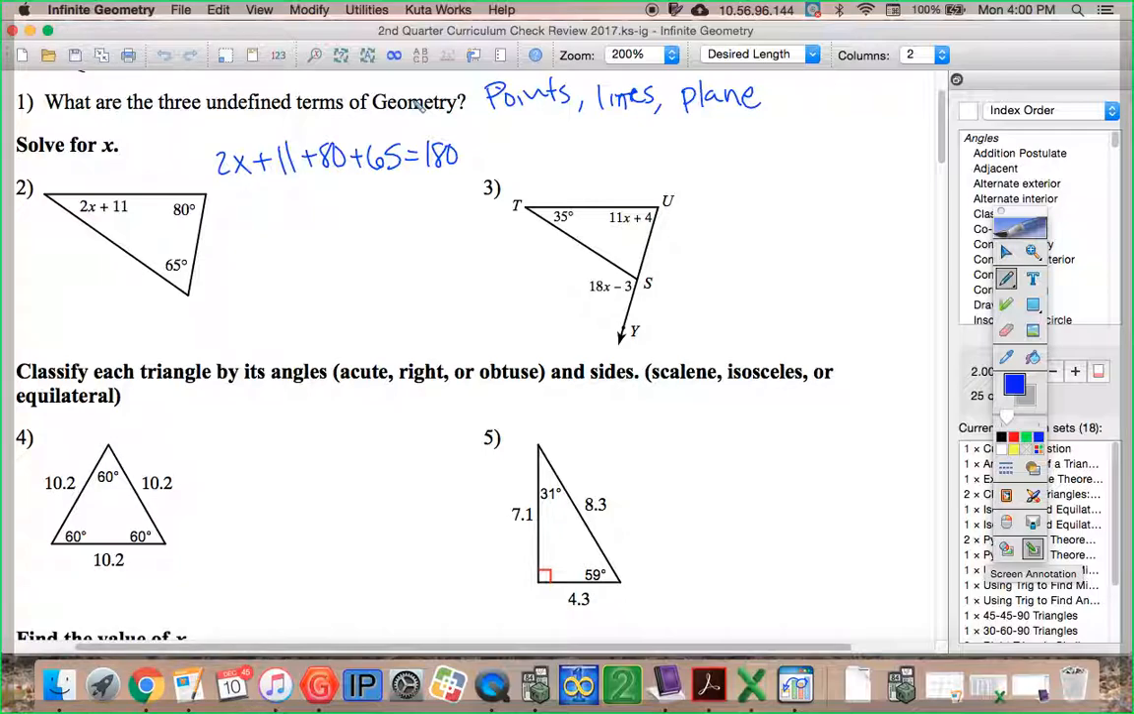So first I would combine my like terms, so add 11 plus 80 plus 65. You get 156. So we have 2x plus 156 equals 180. Sorry, I can't undo on here. Sorry, I think I'm just too close to this computer and it's not letting me write. So then I would subtract 156 from both sides.